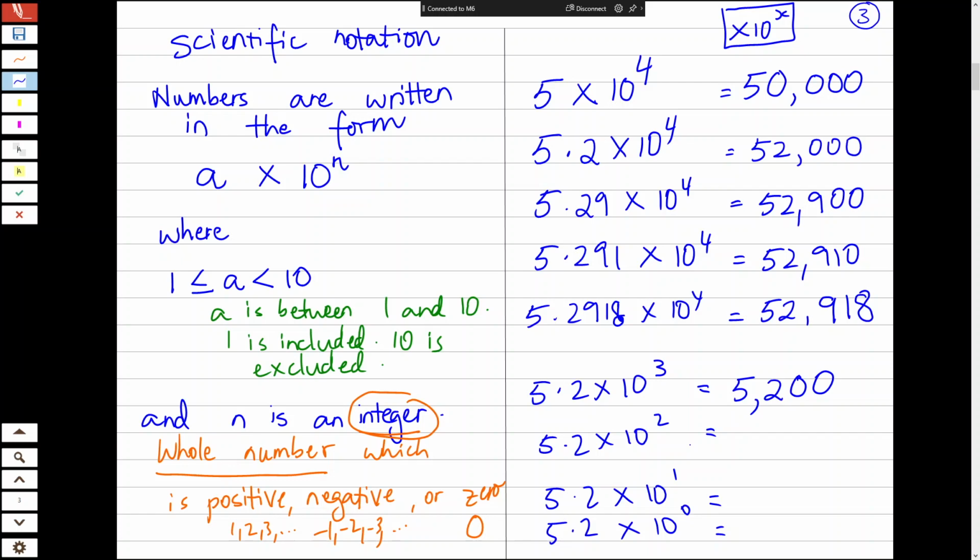Okay? So, most of you will know a shortcut. If I want to divide by 10, what can I do? Remove the 0 or move the decimal point to the left. So now, instead of 5,200, it's going to be 520. And then the next one's going to be 52. The last one's going to be 5.2, because 10 to the power of 0 is just 1.